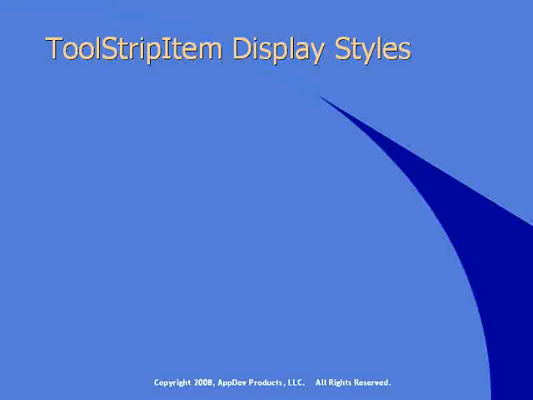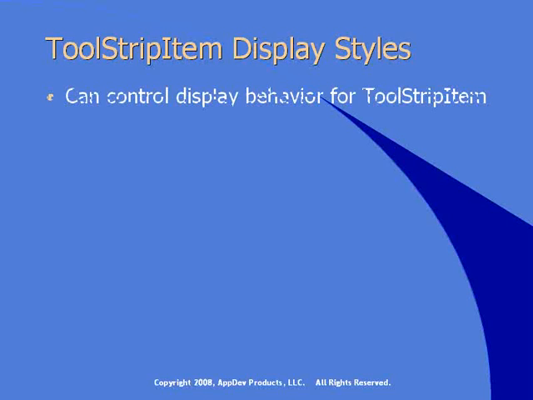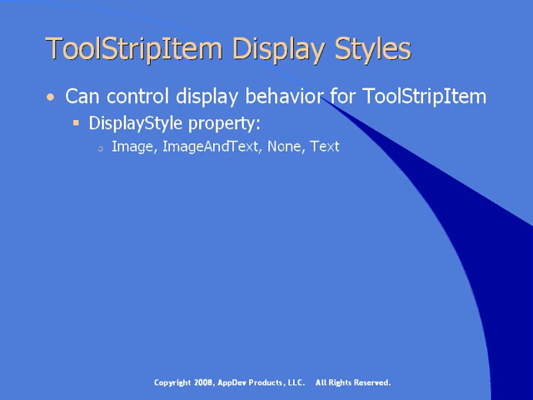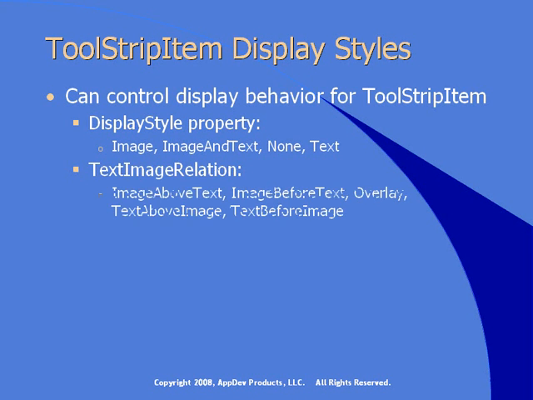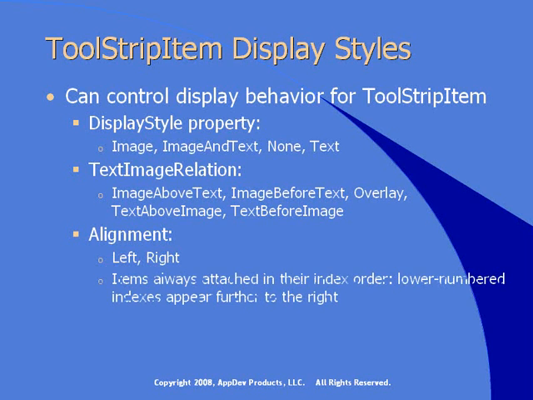There are several properties that affect the display of tool strip items. You can control the display behavior using these properties. Display style can be any of image, image and text, none, or just text. The text-image relation property controls how the image and the text work together, and the alignment property indicates how items on the tool strip are aligned. Items are always attached in their index order. Let's look at an example that demonstrates how each of these properties affects the display of tool strip items.